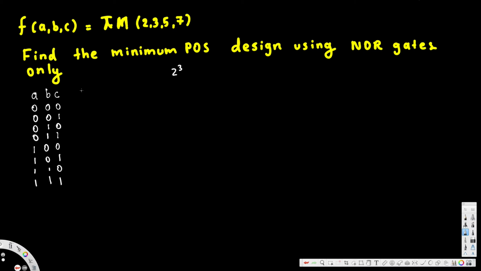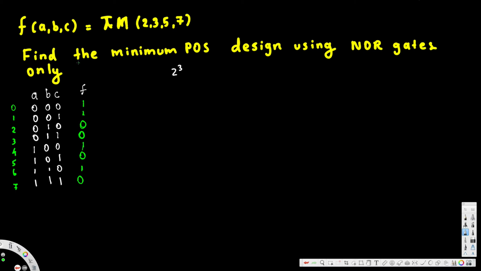Now we have to look at the positions where we are going to get 0. That's what this max term is representing. When you look at the positions, it starts from 0, 1, 2, 3, 4, 5, 6, 7. And when the max term is given, it means these are the positions where we have zeros. So at position 2 we have a 0, at position 3 we have a 0, at position 5 we have a 0, and at position 7 we have a 0. Others are going to be just 1, so we can place 1 right here.